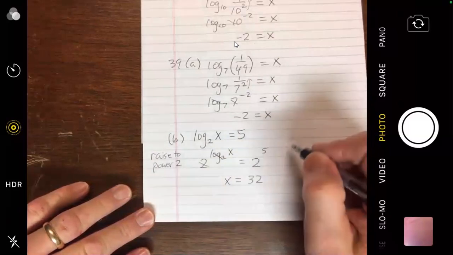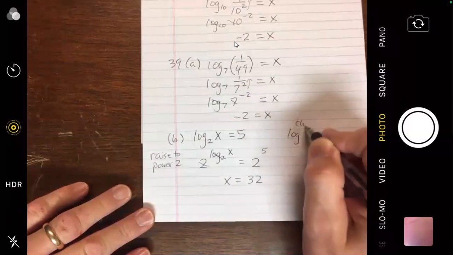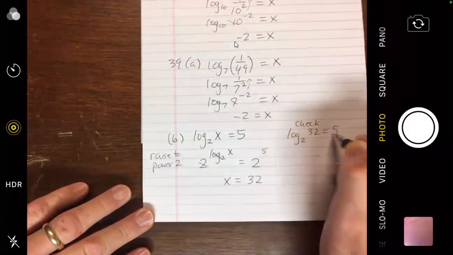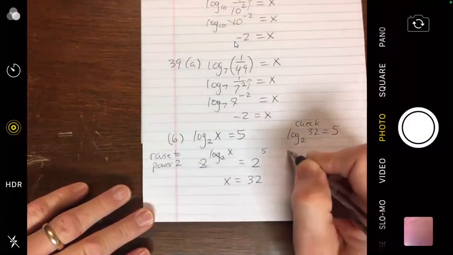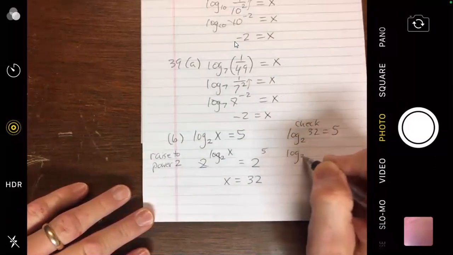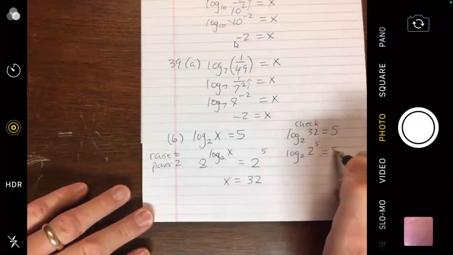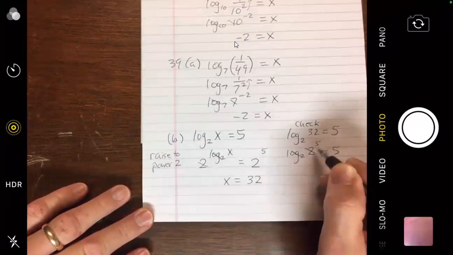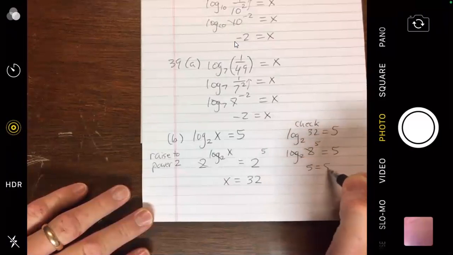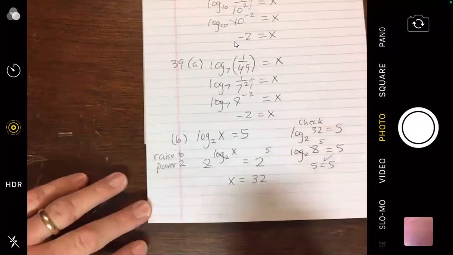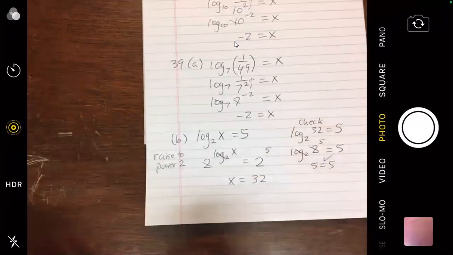You can almost see the check here. Log base 2 of 32, does that equal 5? Well, 32 is 2 to the 5th power. It's almost like going in big circles. And sure enough, those would cancel. 5 equals 5. So it's almost like going in big circles here. You're constantly undoing things.